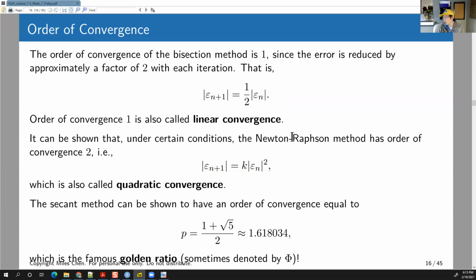Under certain conditions, and again, it can be shown, and I'm not going to show you, the Newton-Raphson method has an order of convergence of 2. That is, at time n plus 1, you can take your current error and square it, which shrinks it at an even faster rate. We call that quadratic convergence. If you take a look at the secant method, its order of convergence is around 1.6, which is something around the golden ratio. Again, just throwing that out there as a description.